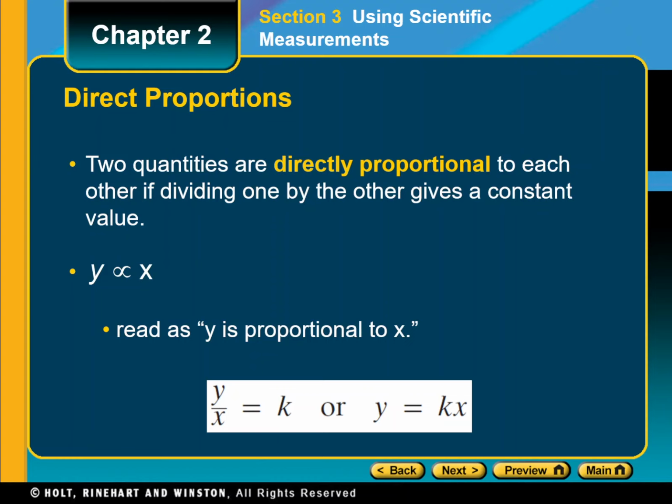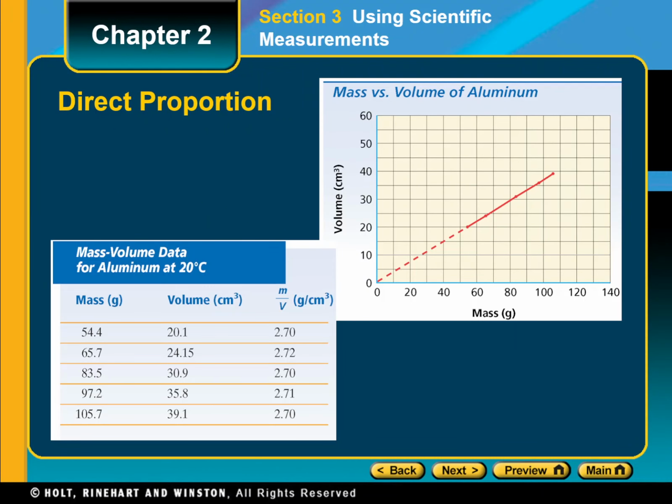The equation on the bottom right of your screen should look familiar because it shows that a directly proportional relationship is a straight line with a slope of k. For example, the quantities mass and volume are proportional. The table on the screen here shows the measured mass and volume of 5 separate samples of aluminum. As the masses of the samples increase, their volumes increase by the same factor.